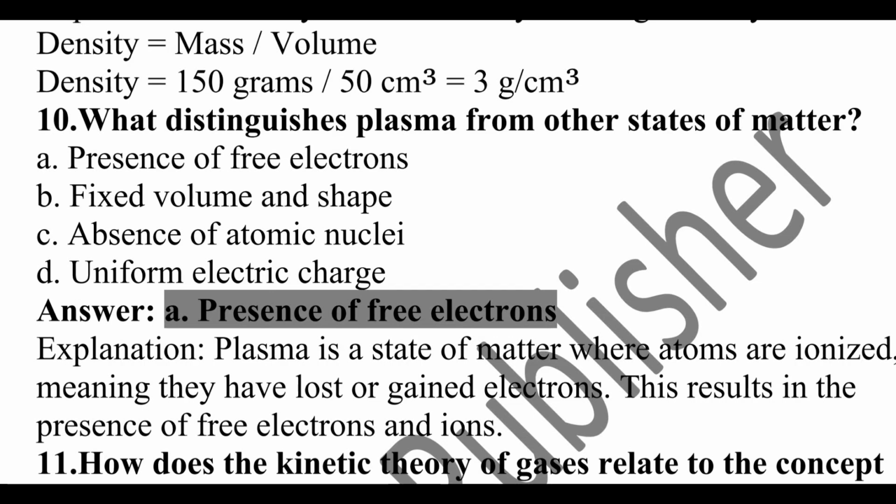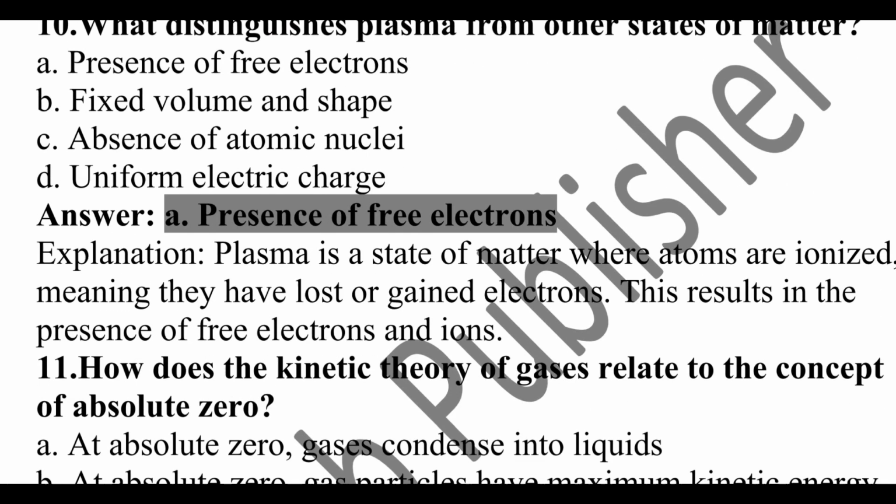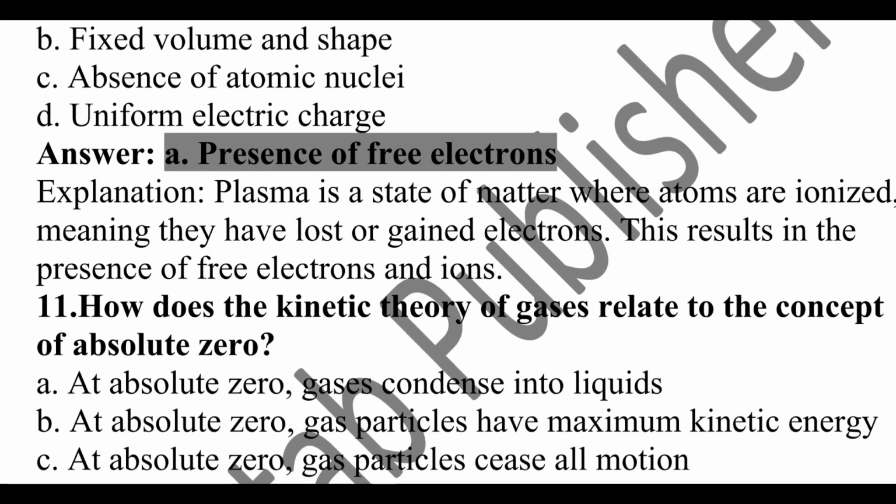Question number 10. Which distinguishes plasma from other states of matter? Option A. Presence of free electrons. Option B. Fixed volume and shape. Option C. Absence of atomic nuclei. Option D. Uniform electric charge. So the correct answer is A.